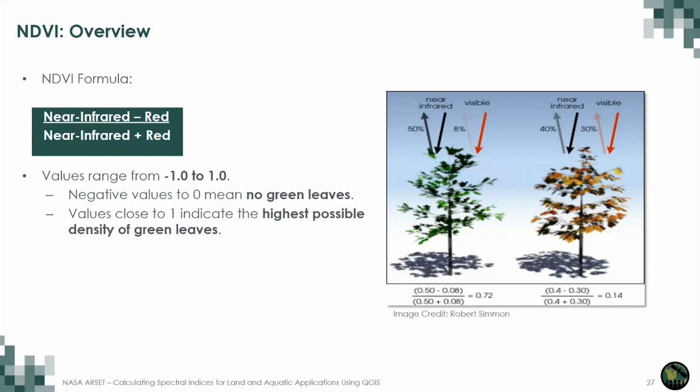The picture on the right shows that healthy green vegetation absorbs most of the visible light, only about 8% is reflected, and reflects a large portion of the near-infrared light, about 50%. Unhealthy, sparse, or senescing vegetation reflects more visible light, 30% is reflected, and less near-infrared light, only about 40%. You can see the difference in the resulting NDVI values below the image. The green vegetation has a value closer to 1, while the brown vegetation has a value closer to 0.